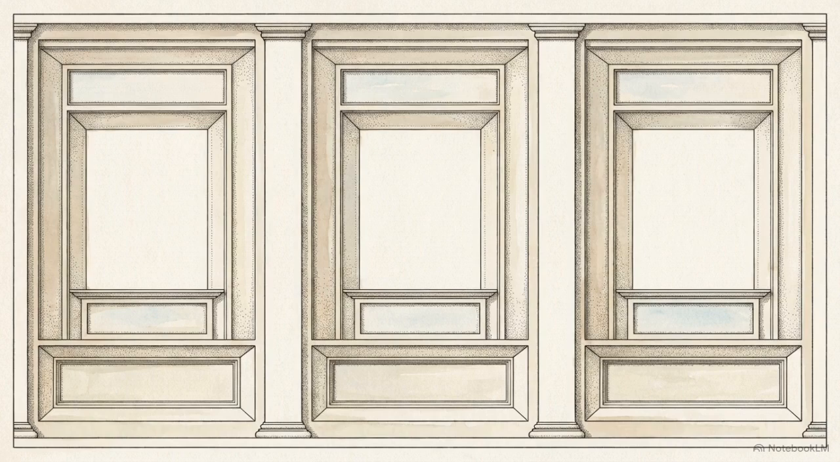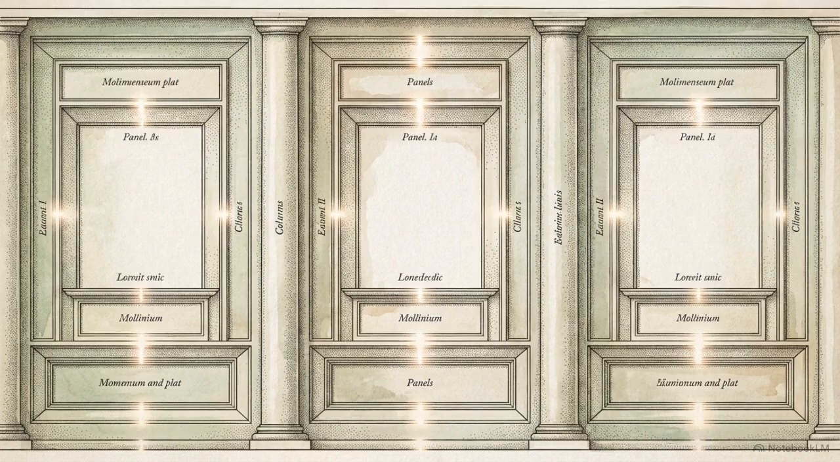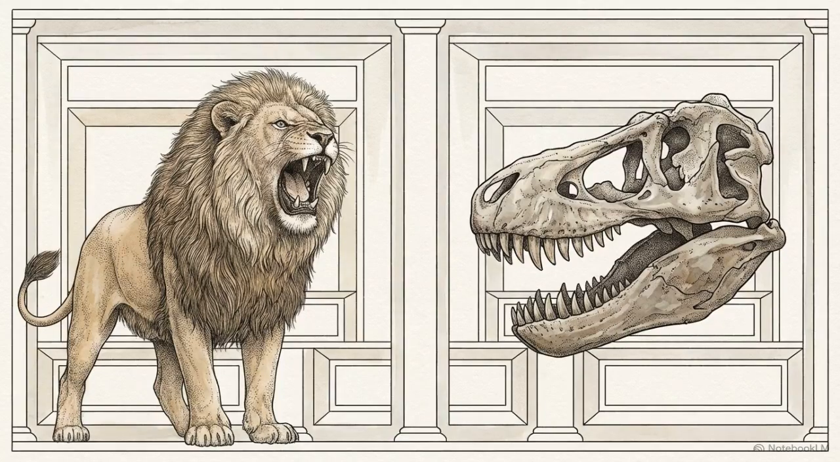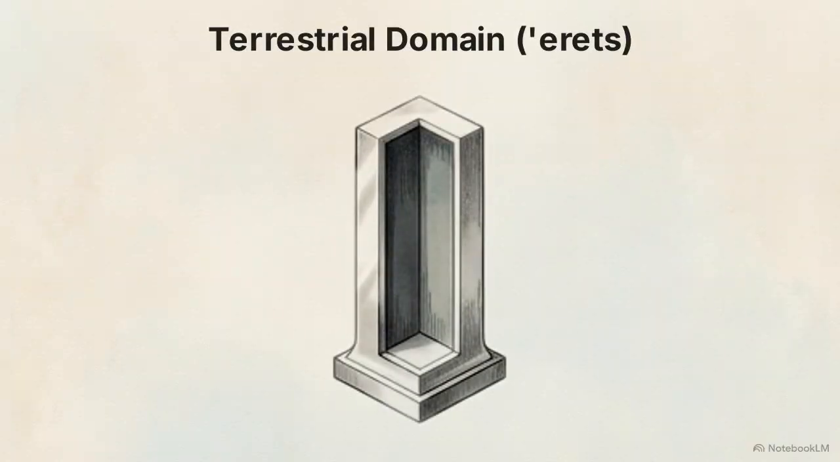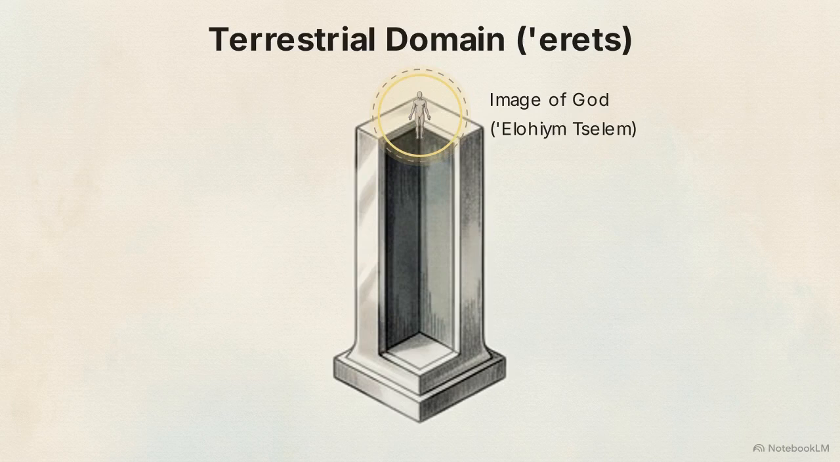By relying on habitual domains and fixed genetic boundaries, this model categorizes all entities, observable animals, extinct creatures, and celestial beings, into one structure. The first pillar is the terrestrial domain, or eretz. This habitat contains all entities whose nature is tied to the land. At the top of this pillar sits mankind. Humanity occupies a unique taxonomic status defined by possessing the image of God, Elohim Tselem.